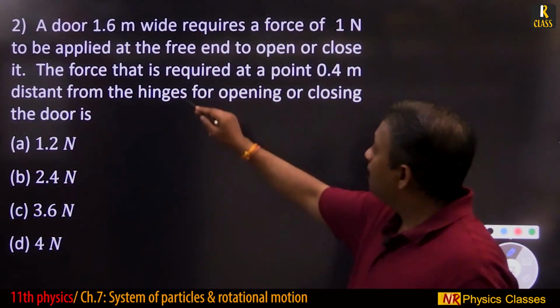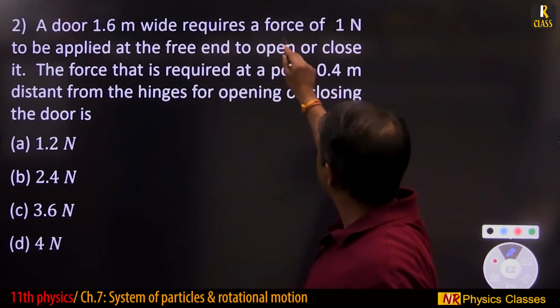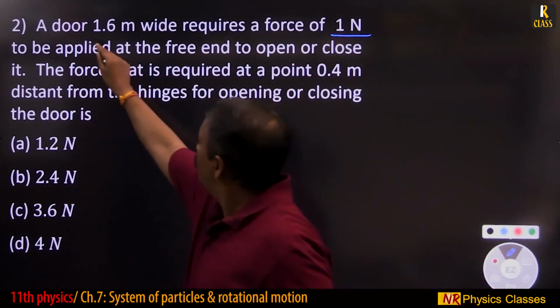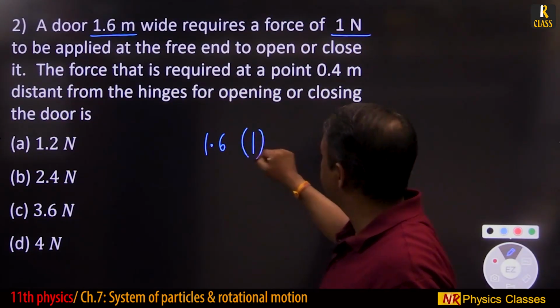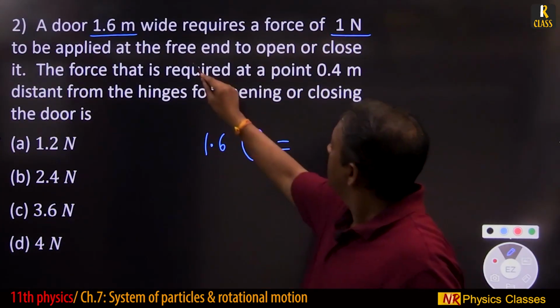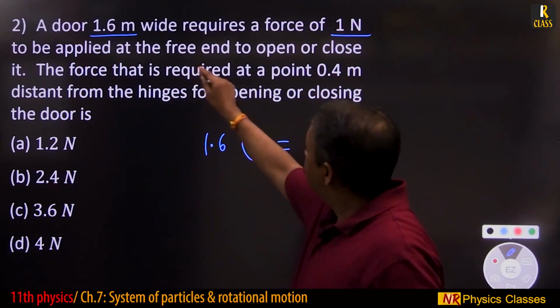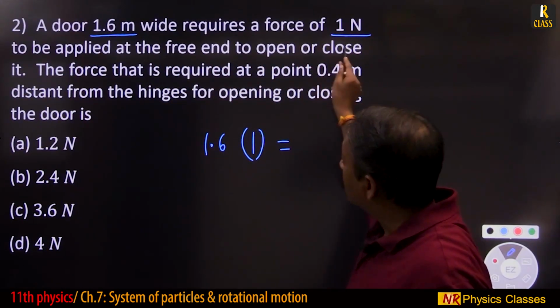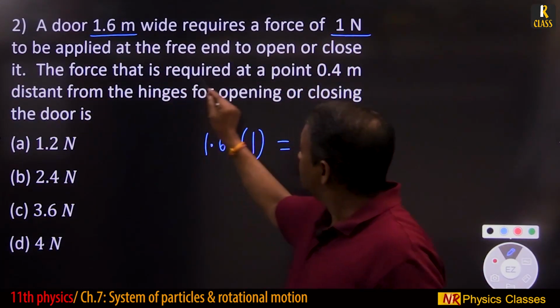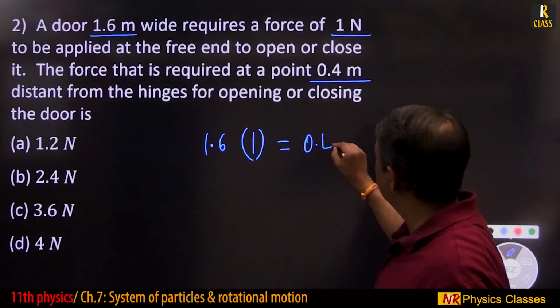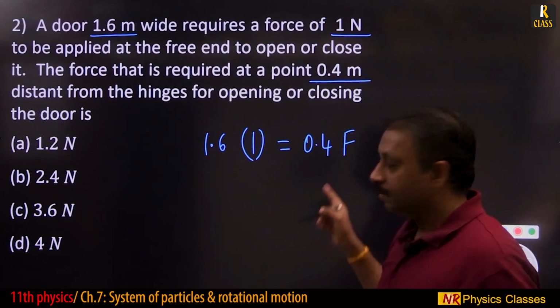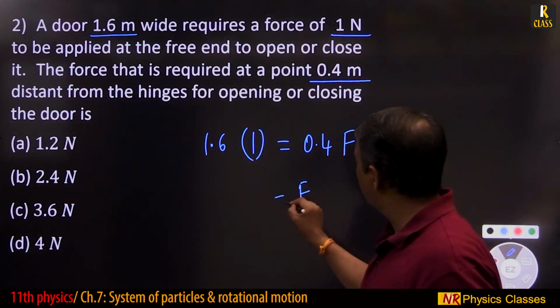A door 1.6 meter wide requires a force of 1 Newton to be applied at the free end to open or close it. The force that is required at 0.4 meter: so F equal to 4 Newton.